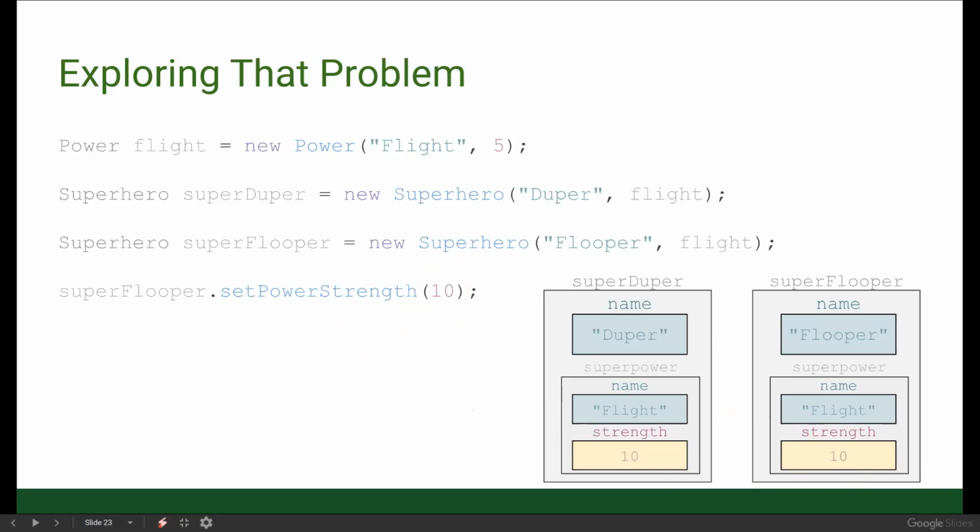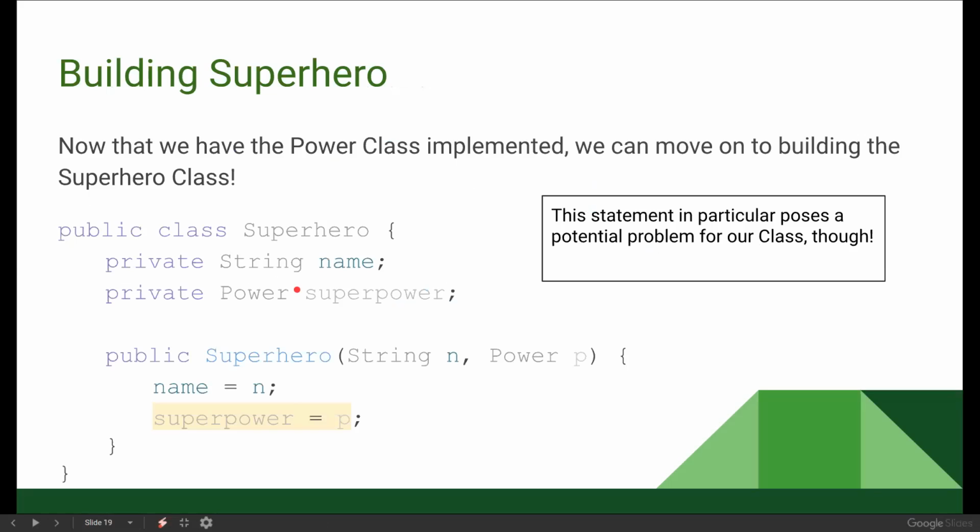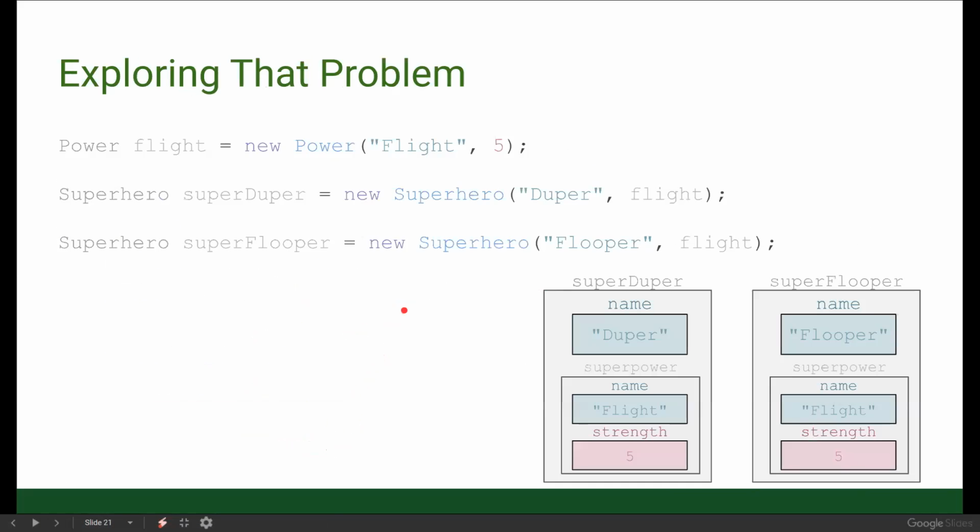Exactly, because they're using the same variable, which this variable flight, it's a reference to some object data. And in our constructor, when we say superpower equals p, we're assigning this variable to have the same reference. So when we are passing that same object, both Super Duper and Super Flooper, that superpower object is pointing towards the same exact object data. So if I change one, the other one is also going to change, because it's not actually a different one. They're the same exact object data. They have the same reference.